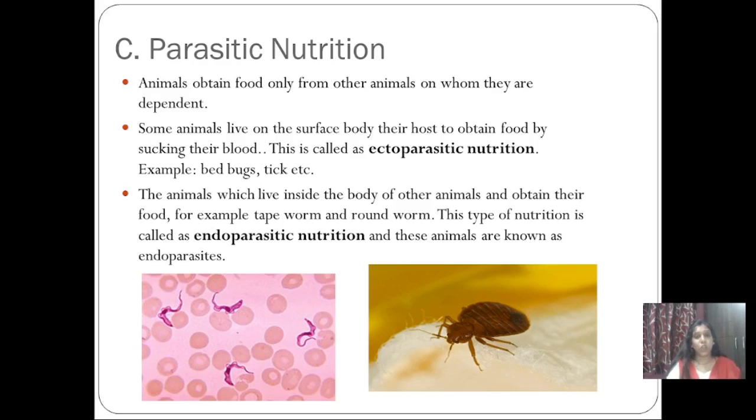So students, what is ectoparasitic nutrition and what is endoparasitic nutrition? Correct. Ectoparasitic, they live on the surface of the body of their host to obtain food. Endoparasitic nutrition, they live inside the body of other animals and obtain their food. Examples are tapeworm and roundworm. So there are three types of animal nutrition. First is holozoic nutrition, second is saprozoic nutrition, and the third is parasitic nutrition.